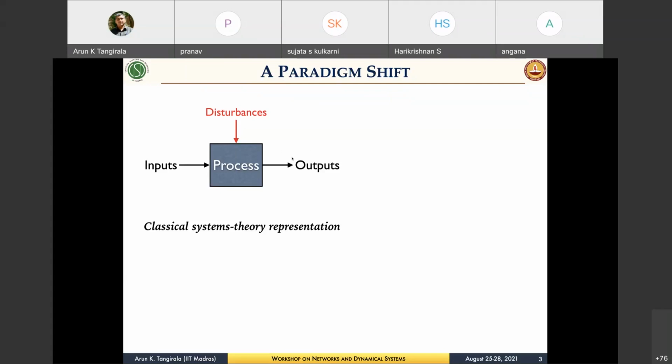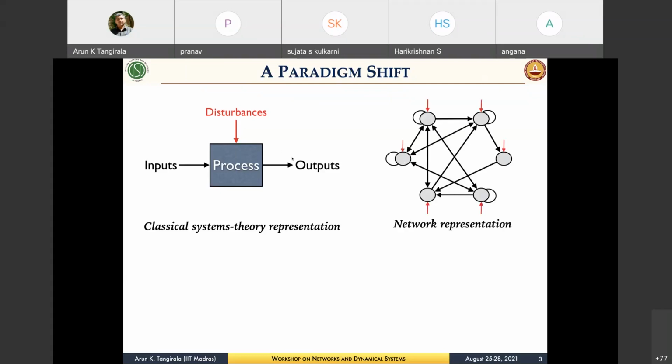However, in the last at least a decade or more, in bits and pieces, there has been a paradigm shift in the way we mathematically represent the process. And especially that caters to a lot more situations than the classical systems theory can do for you. And this has got to do with the network representation. And the understanding here is that networks come in different shapes, sizes, flavors, and so on. And what the nodes and edges represent can vary across domains.